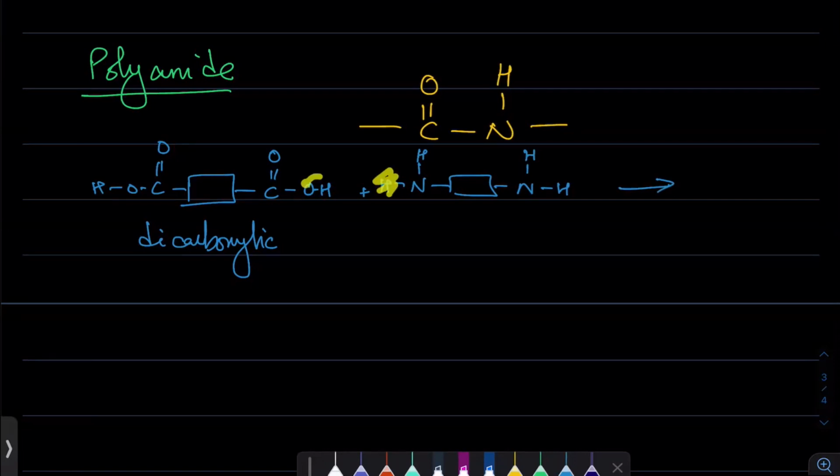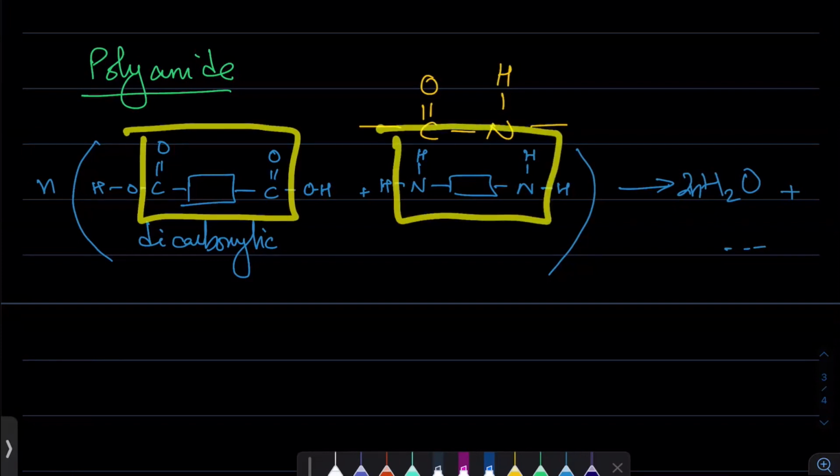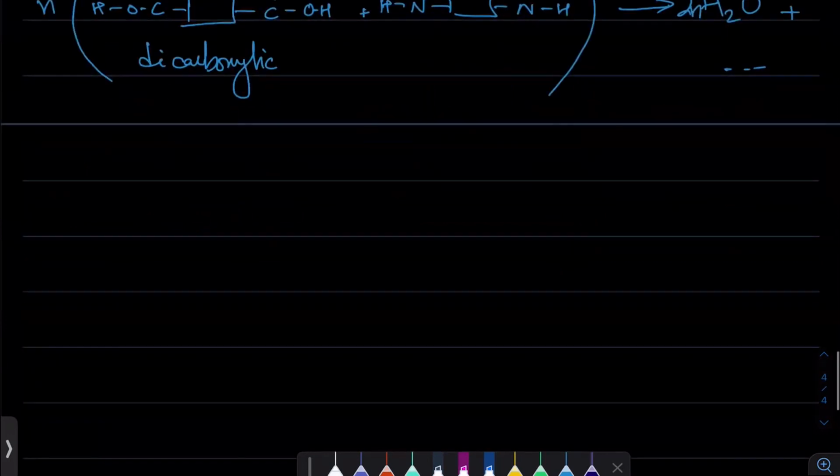How? The H part and the OH part will react, they will create water, and because it has two amine groups on each side and two carboxylic on each side, it will create two water. If I have n of these, it will create 2n water. Now the rest of it will be the polymer. In this particular case, H and OH will be removed, and this part and this part will join together. Remember RCJ: remove, copy, join. We will get the polyamide that we're looking for.